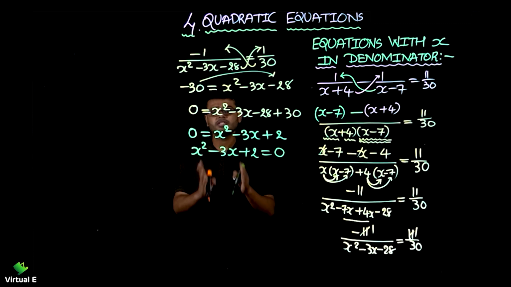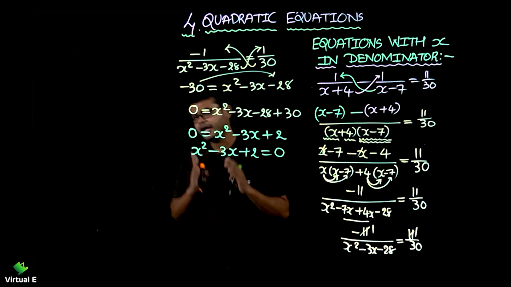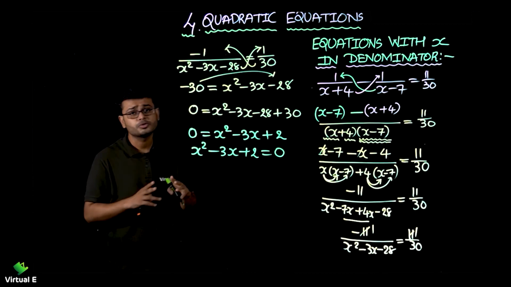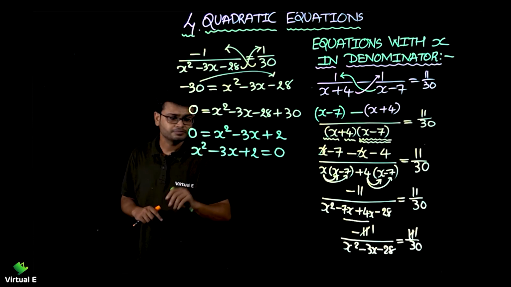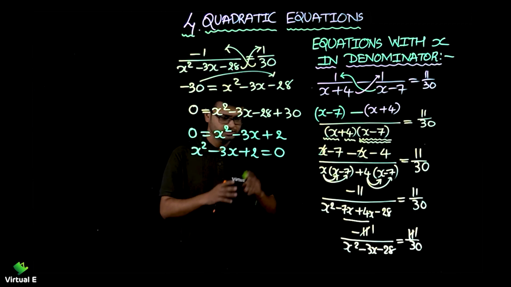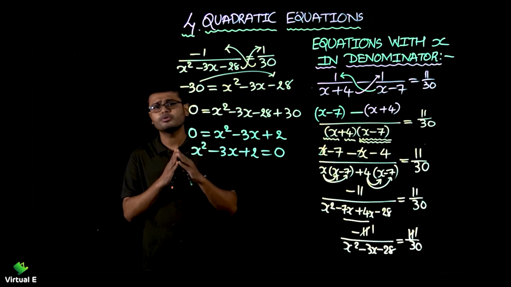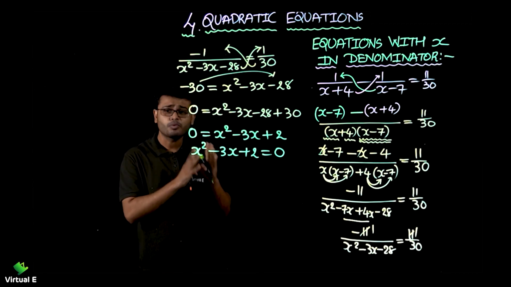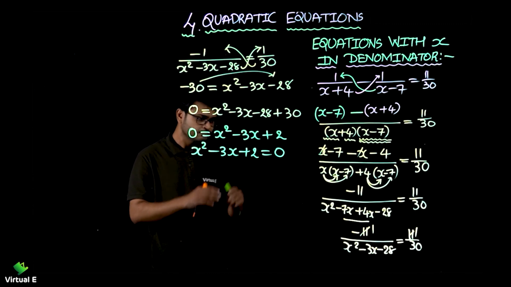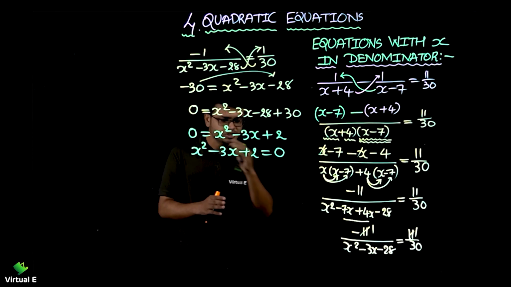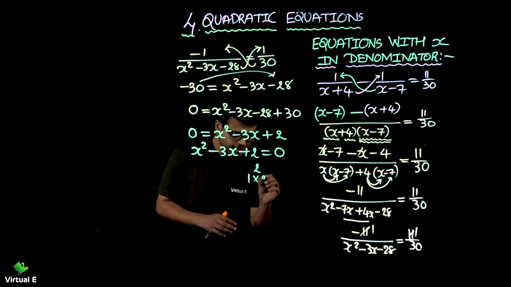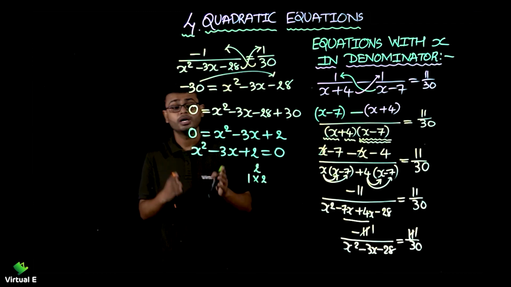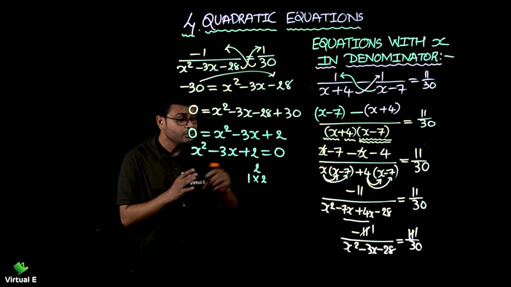Now we need to solve this quadratic equation. There are two methods to do it, either factorization method or quadratic formula. You can choose any of them. So let's start. I am going to do it with the factorization method. Is it possible or not? Let me check it first. So what is the constant? Which is 2. Factors of 2, which is 1 multiplied by 2.